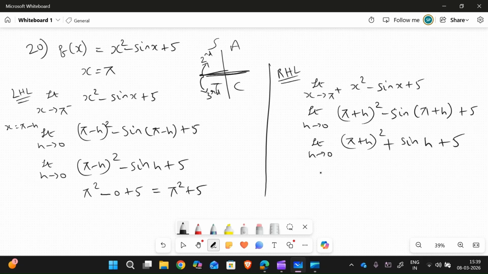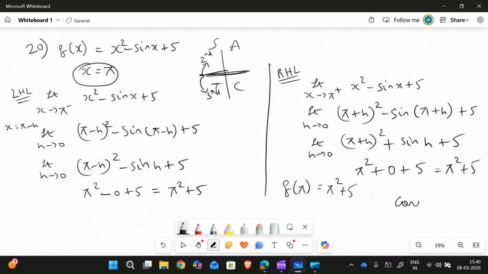Okay? Now this will be pi square plus 0 plus 5. This will be pi square plus 5. Now, because sin h went to 0 in both LHL and RHL, you're getting the same answer. And obviously at x equal to pi also, f of pi will give pi square. Sin pi is 0, so plus 5. So this function is continuous in fact.